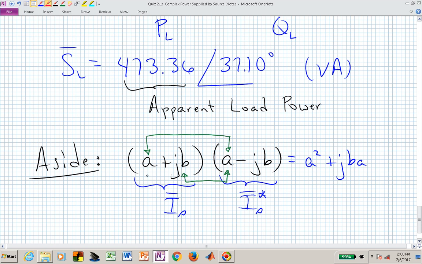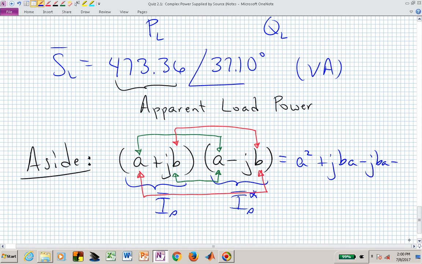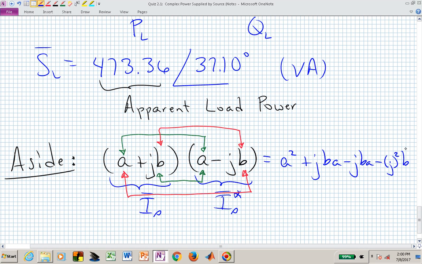We have A times minus jB, and you could say then we have a minus jBA, and finally we have the last two terms, which is jB times minus jB, or we could write that as minus j squared times B squared.